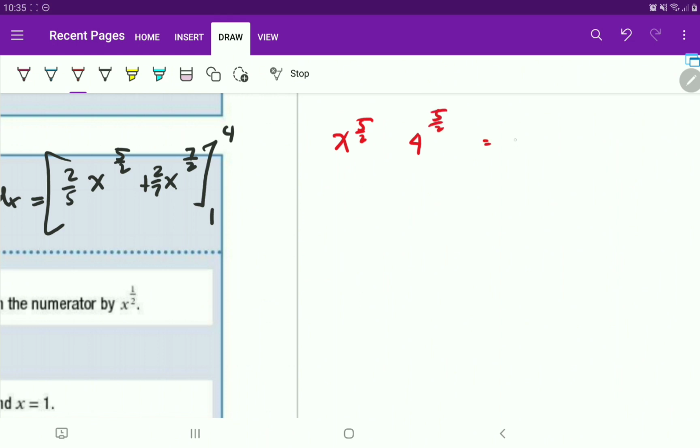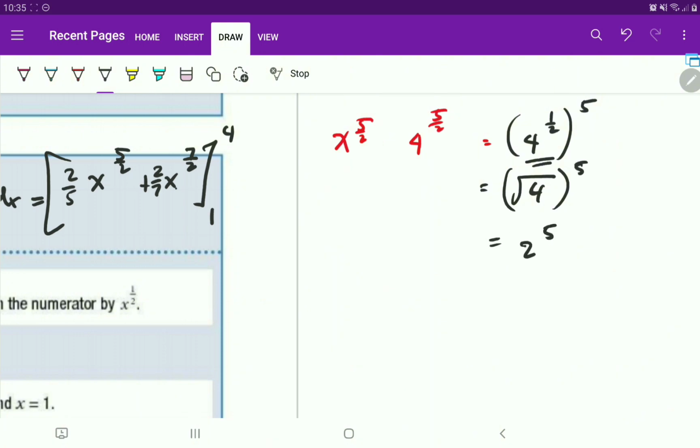But this is the same as what? Again, I want to write step by step. 4 raised to the 1/2 raised to the power of 5. 4 raised to the 1/2 is the square root of 4, raised to the power of 5. That is 2 to the power of 5. Okay? So basically this part here, I will write this 2 to the power of 5, times 2 over 5.